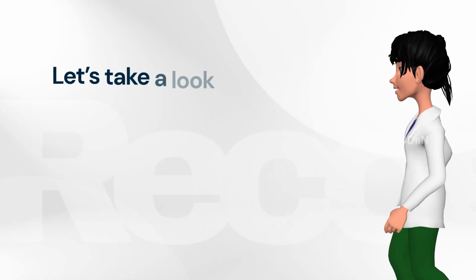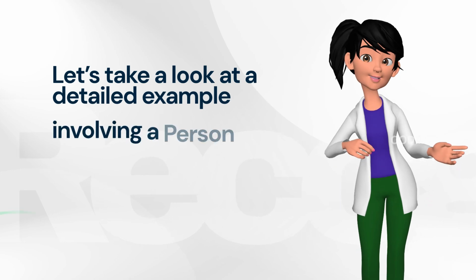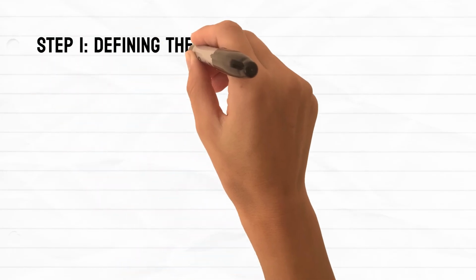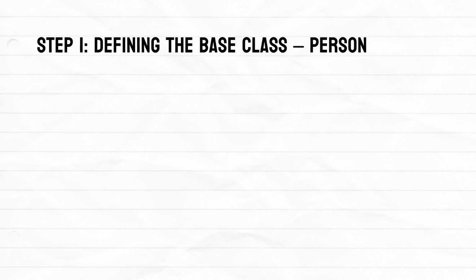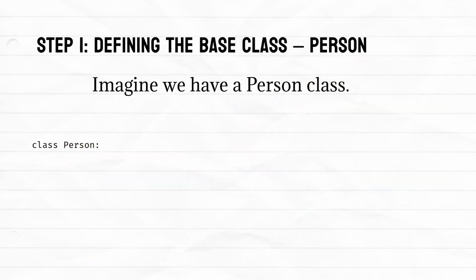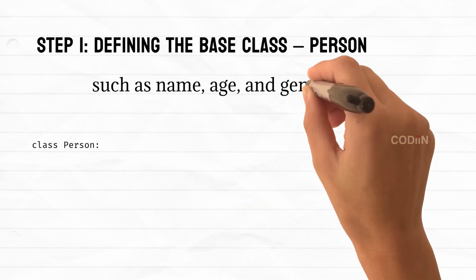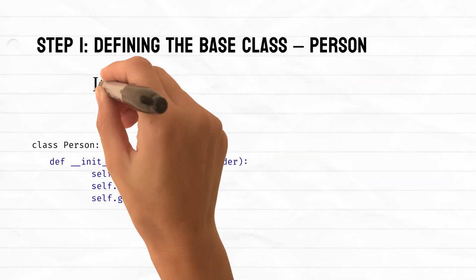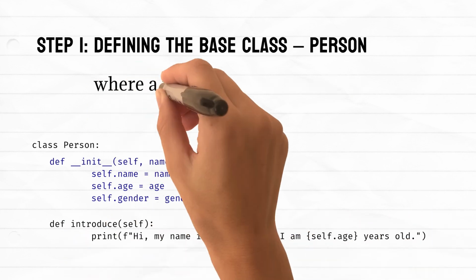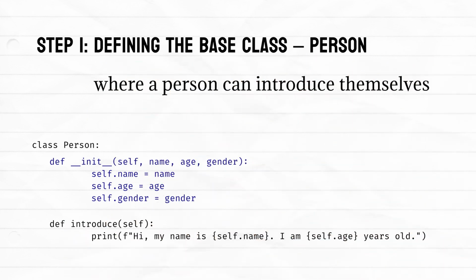Let's take a look at a detailed example involving a person and employee class. Step 1. Defining the base class. Imagine we have a person class. It has common properties that every person might have, such as name, age, and gender. It also has methods like introduce, where a person can introduce themselves.